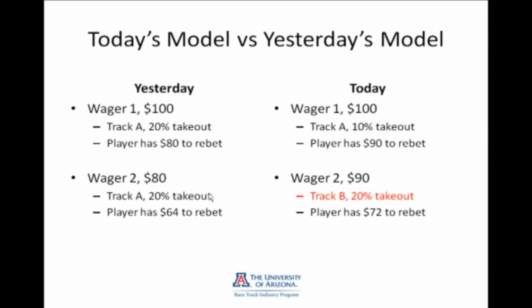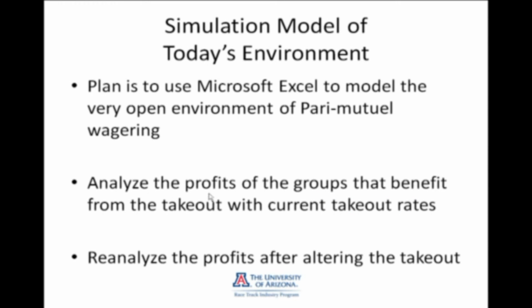So if that track has lowered their takeout, and that player takes that $90 to another track that still has a higher takeout, they're going to have $72 to rebet in the end, but track A is getting no benefit from that. So without any kind of a model to show that overall these positive benefits come from that, there's no incentive for any track to lower their takeout. In fact, there's still a lot of tracks that are raising their takeout instead of lowering it.